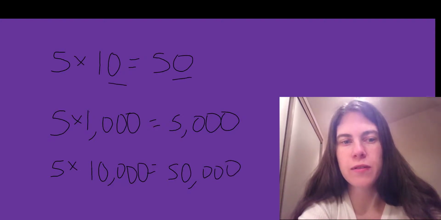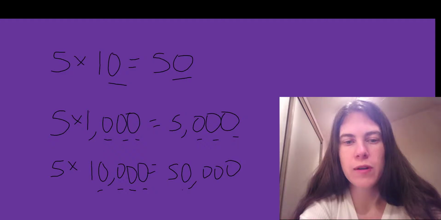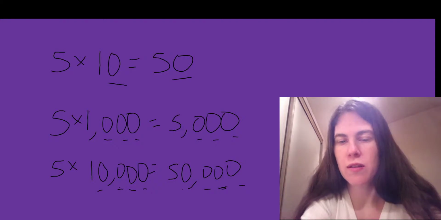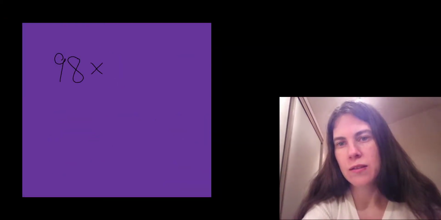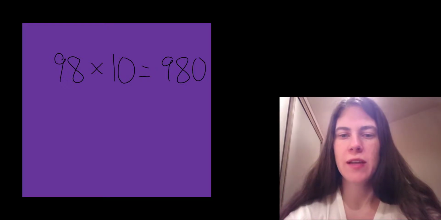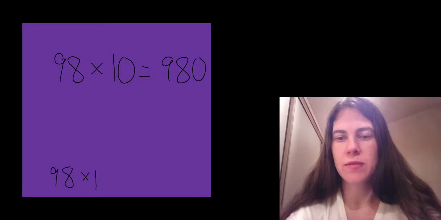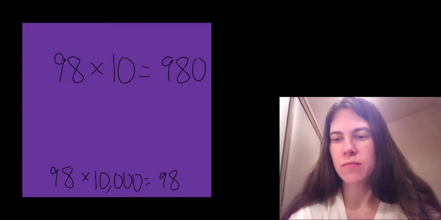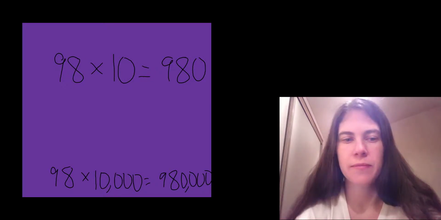You just add 1 zero. Or you add 3 zeros. Or you add 4 zeros. I'm going to change the number a little bit so you can see it. If I said 98 times 10, well, that is 98 groups of 10. Or if I said 98 times 10,000, that would be 98 10,000s. So that's actually 980,000. That was a review of large powers of 10.